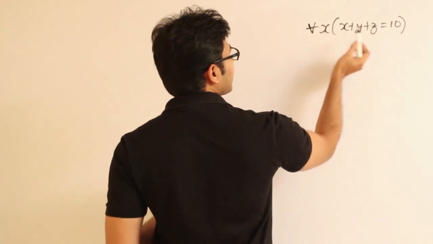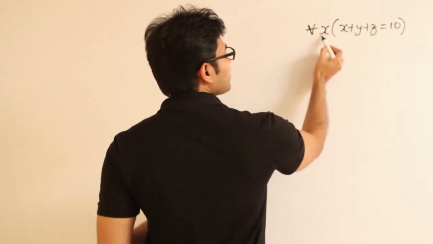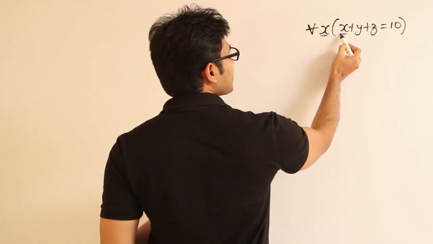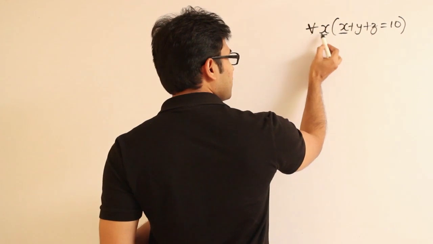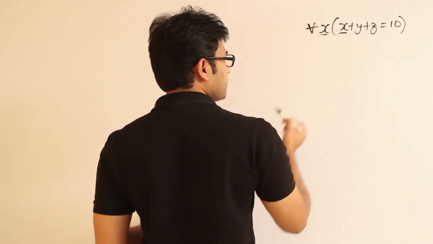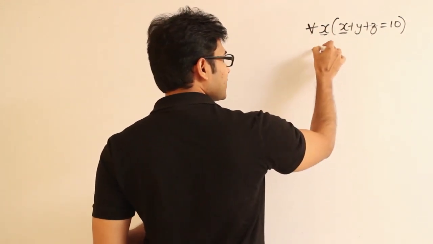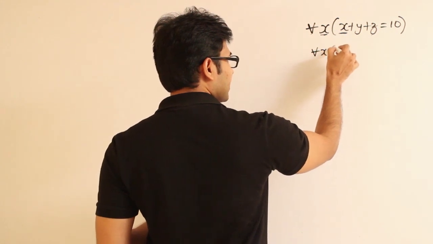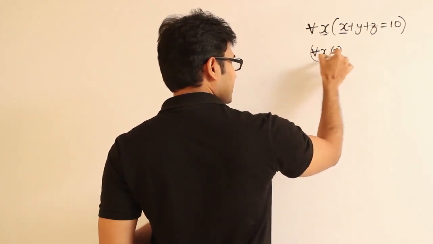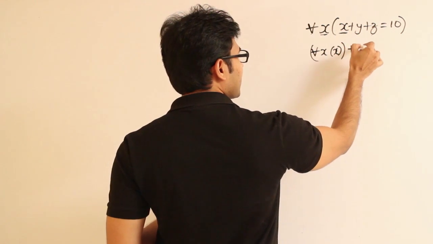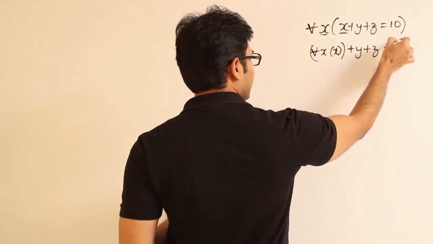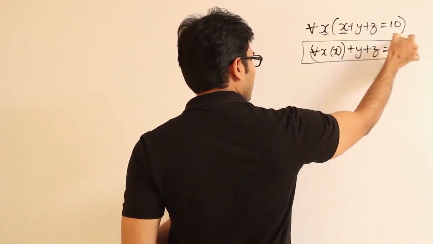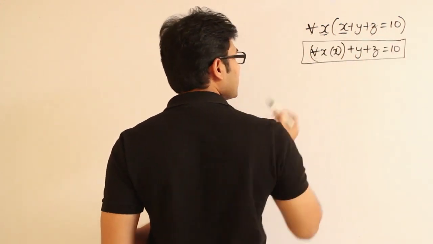Now if you observe this statement, you might think that for all x is applied to x, y and z as well, but since you can see for all x and x here, it is as good as applying the for all quantifier only to x, which means this statement is equivalent to a statement like this: for all x, x plus y plus z equal to 10, right? So we have applied the quantifier only to x.